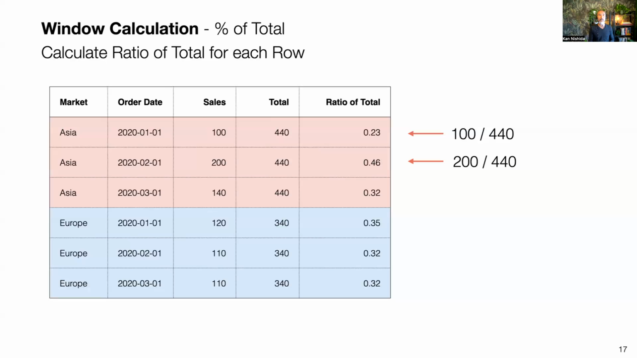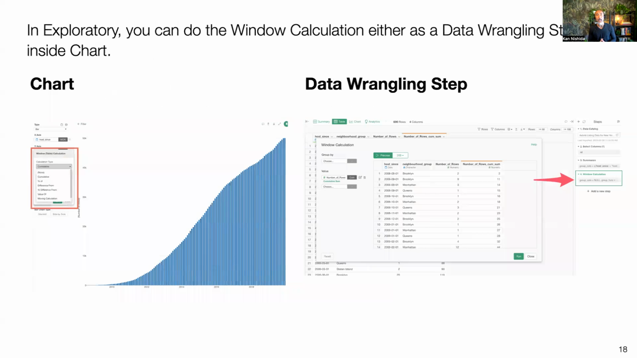And it turns out this is very powerful because this is just a case of percent of total calculation, but cumulative sum functions or running total, as some people call it, or moving average, or a comparison to a year ago or a quarter ago kind of calculation, all do the same thing, which is basically use the same logic, presented in a window calculation. And in Exploratory, you can do that inside of the chart or as a data wrangling step.